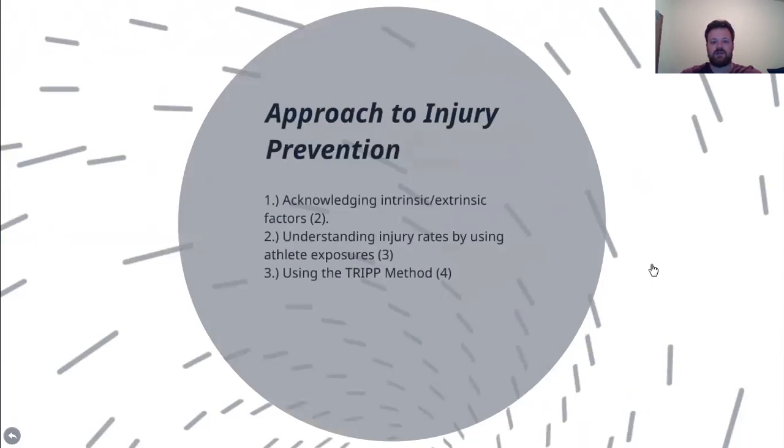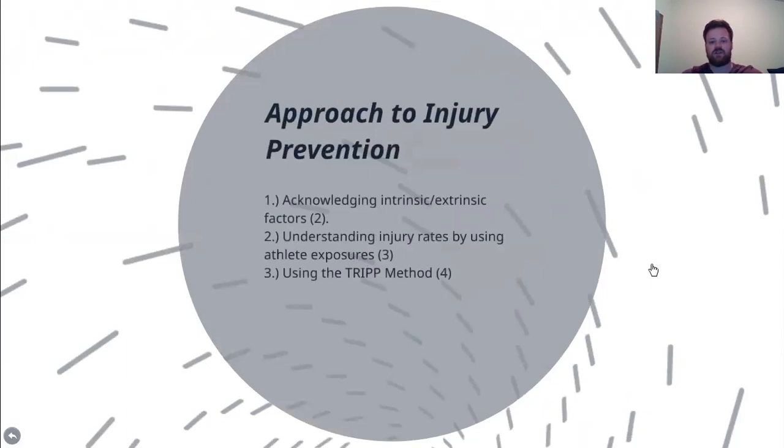Understanding injury rates using athlete exposures. You want to know if morning practices or afternoon practices are going to cause higher injury rates per 1,000 athlete exposures, or traveling to different locations for games. Maybe there's a playing surface there that causes more injuries per athlete exposure. So those are kind of good things to look into.